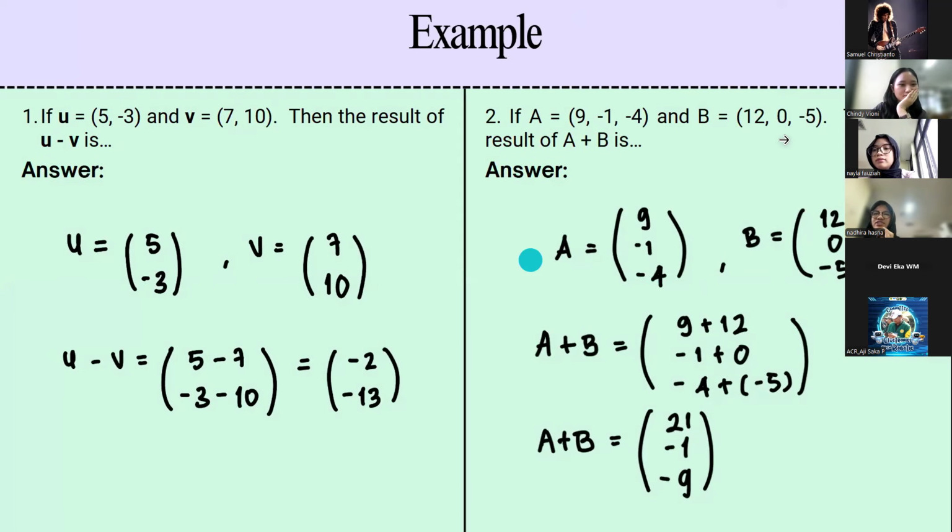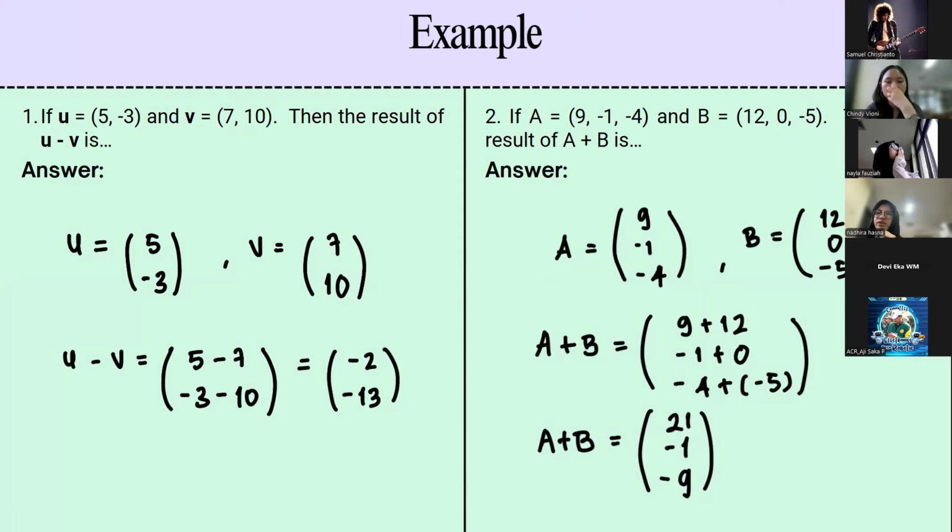There's an example here. Number 1, if vector u is 5 and minus 3, and vector v is 7 and 10, then the result of vector u minus vector v is 5 minus 7 and negative 3 minus 10, so we got minus 2 and minus 13.